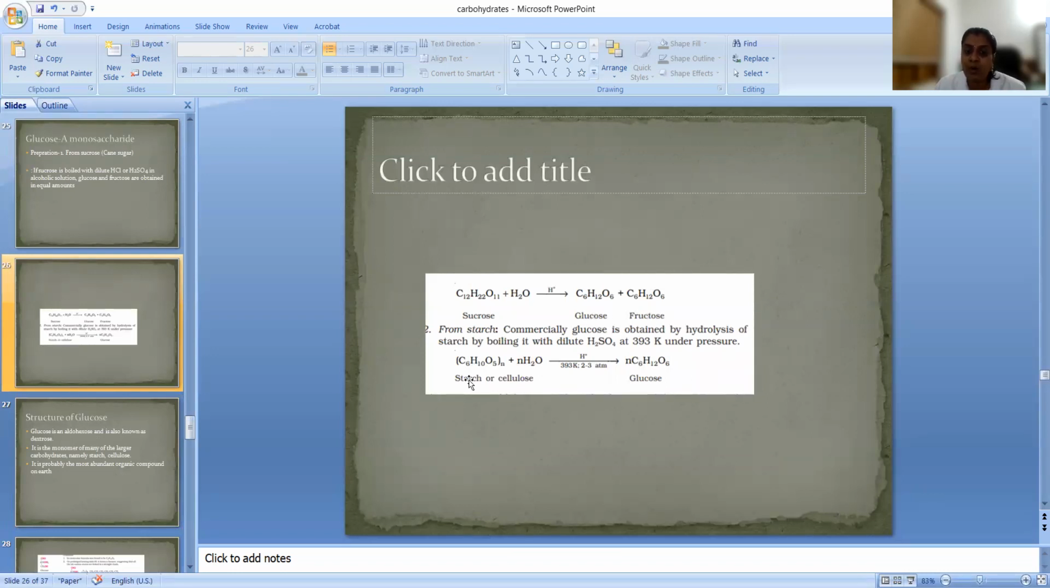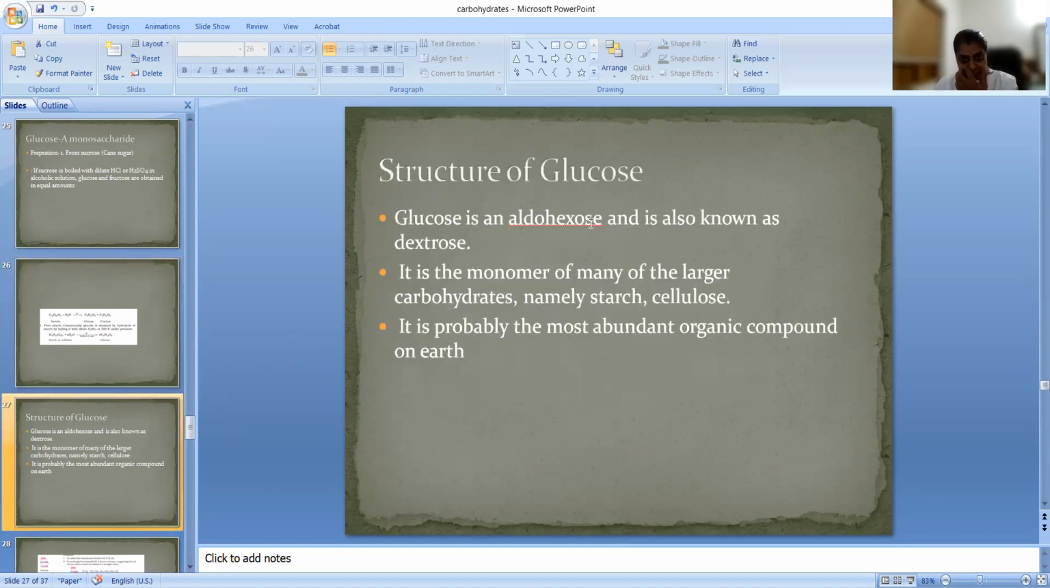And if starch or cellulose is hydrolyzed with dilute sulfuric acid, boiled, then we will get n number of glucose. A lot of glucose we will get. Starch and cellulose, the small unit present in them is glucose. So it will undergo hydrolysis and we will get n number of glucose. Now let us learn the structure of glucose.